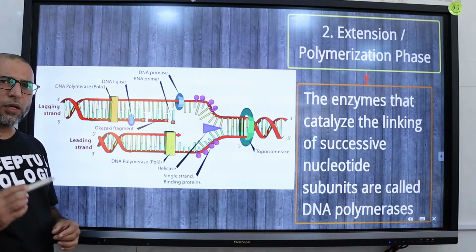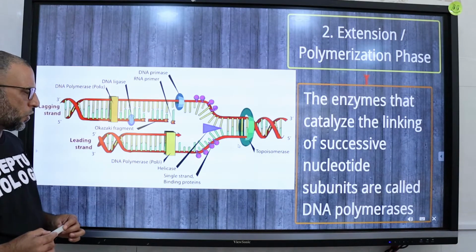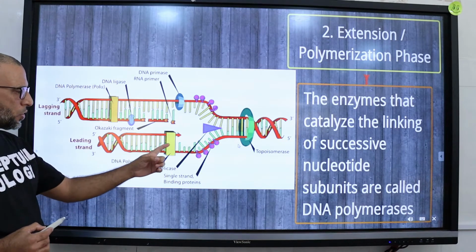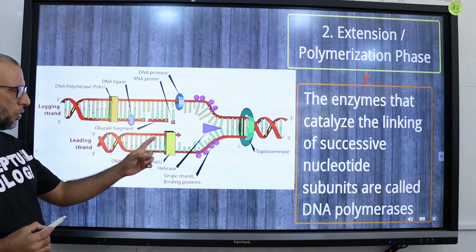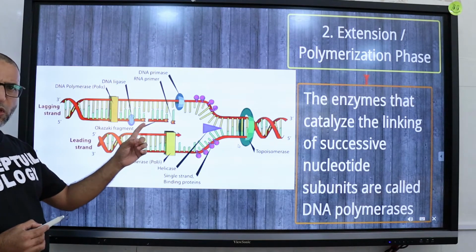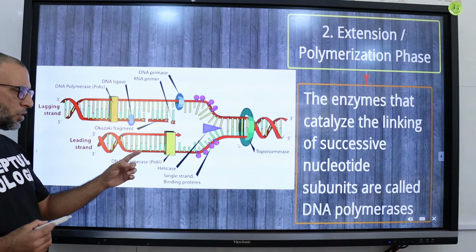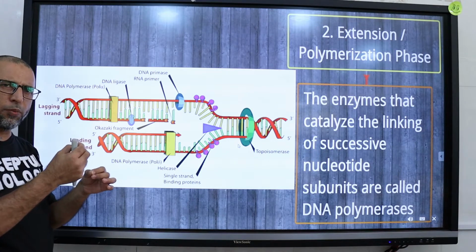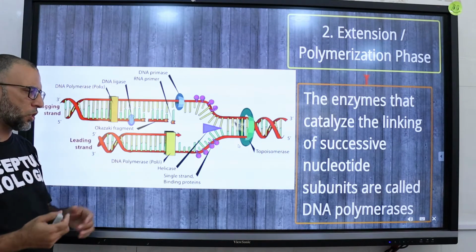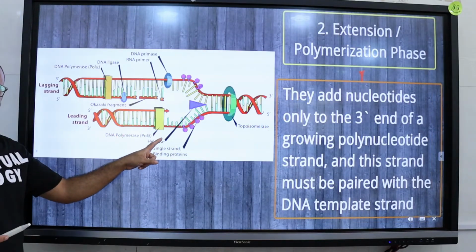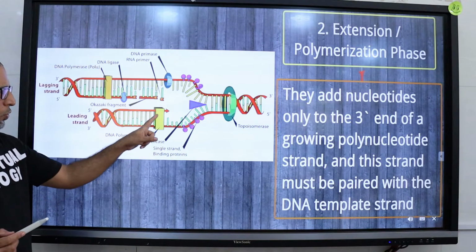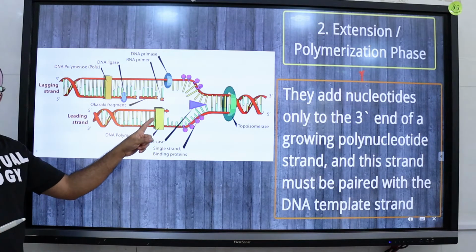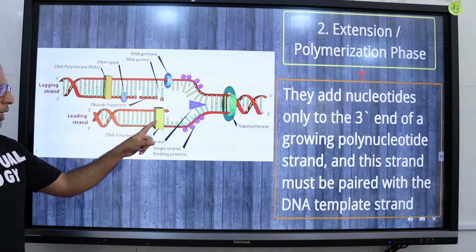The enzymes that catalyze the linking of successive nucleotide subunits are called DNA polymerase enzymes. So, this DNA polymerase enzyme is involved in DNA replication, and it is responsible for linking the nucleotides. This linking is specific, as we know that adenine is bonded with thymine and guanine is bonded with cytosine. DNA polymerase enzyme adds nucleotides only to the 3' end of a growing polynucleotide strand, and this strand must be paired with the DNA template strand.